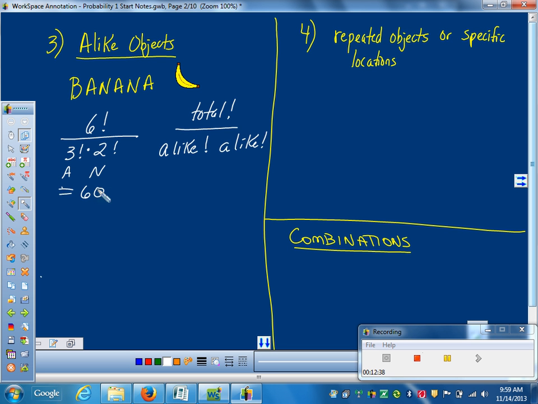What's another repeated letter word? Mississippi. Okay, so you'd go 1, 2, 3, 4, 5, 6, 7, 8, 9, 10, 11. So that's 11 factorial. But then you see I's happen 1, 2, 3, 4. There are 4 I's, so you divide by 4 factorial.